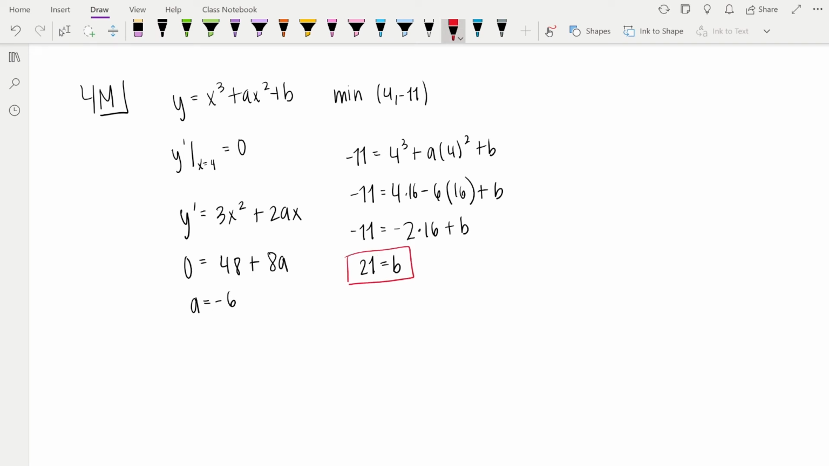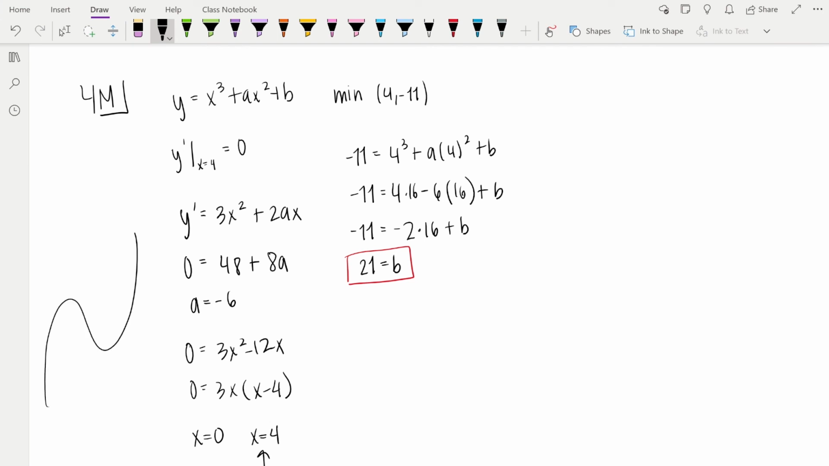And it also wants us to find the coordinates of the maximum points. This means there's another value of x where this first derivative equals 0. So going back to the first derivative, let's put in what we know a is and solve when it equals 0. So 0 equals 3x squared minus 12x. So 0 equals 3x times x minus 4. The two solutions are x equals 0 and x equals 4, but I already know that this one is a minimum. Of course, that doesn't necessarily mean the other one is a maximum because this is a cubic function.